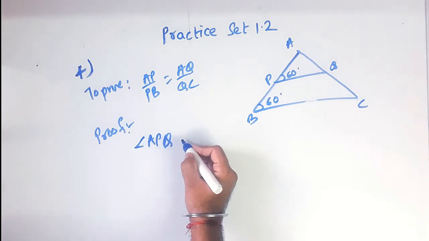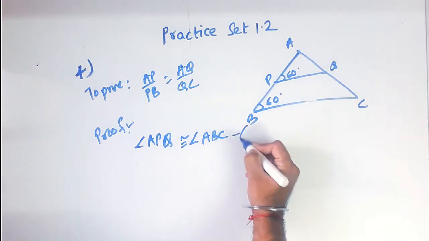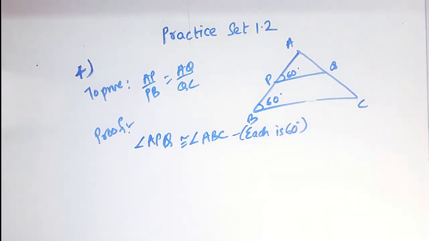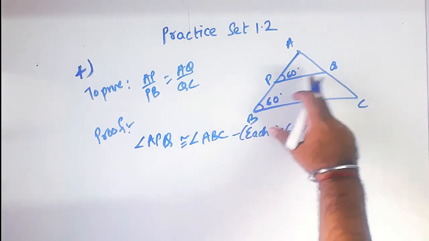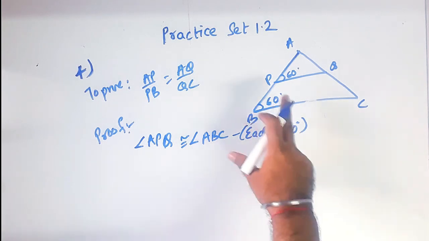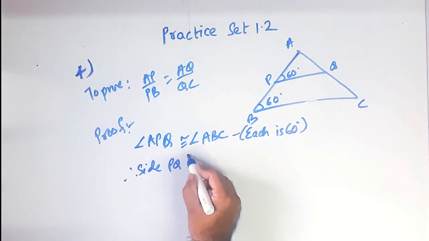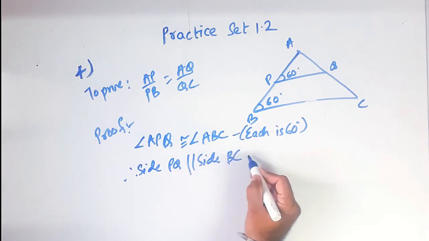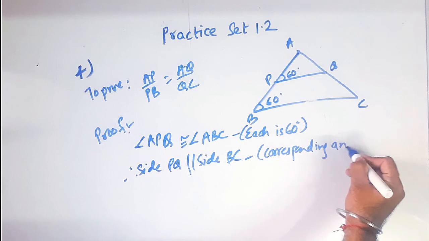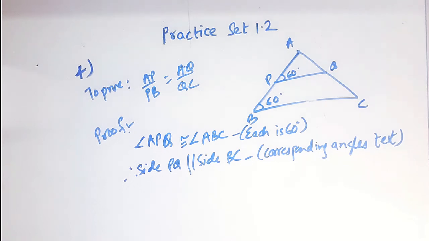Angle APQ is congruent to angle ABC. Why? Because each of them is 60 degrees. Children, aren't they corresponding angles? Yes, they are corresponding angles. So if we know they are corresponding angles, we can write, therefore side PQ is parallel to side BC. Why? Corresponding angles test. You have to write corresponding angles test.